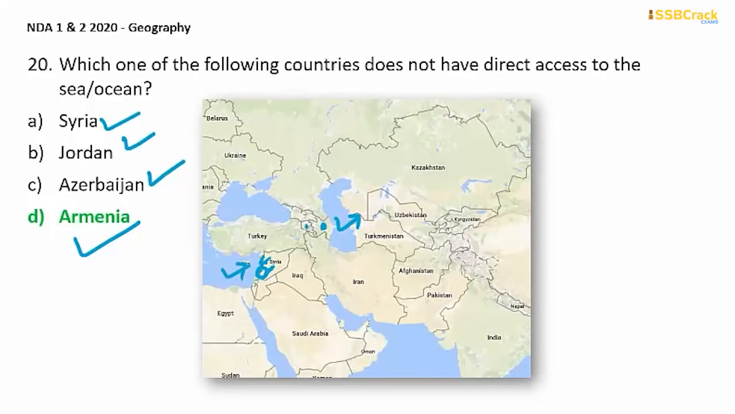But this country which I'm mentioning over here, this is Armenia, which does not share any coastal boundary with any of the sea or any of the ocean. And it is a totally landlocked country. So the correct answer will be option D, Armenia.